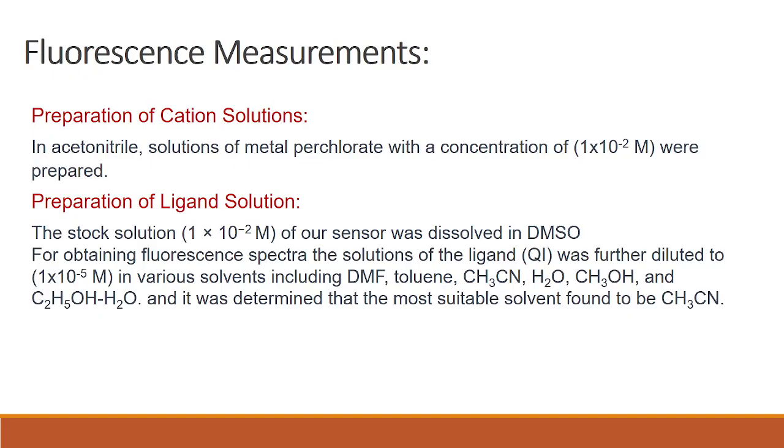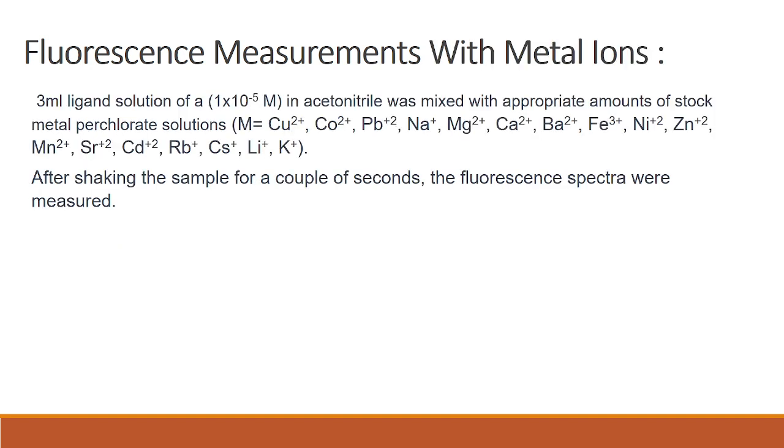Here we have the preparation of cations and ligand for the fluorescence measurements. For obtaining fluorescence spectra, the solution of the ligand Qi was further diluted to 10 micromolar in various solvents, and the most suitable solvent was found to be acetonitrile. So here we have the ligand mixed with various metal ions, and after shaking the sample for a couple of seconds, the fluorescence spectra were measured.